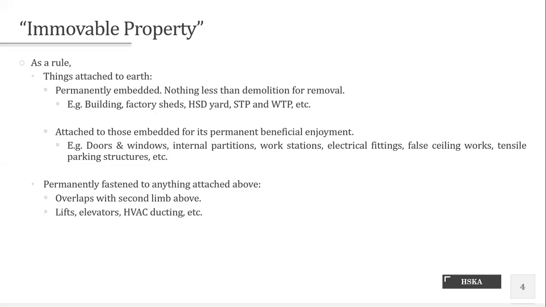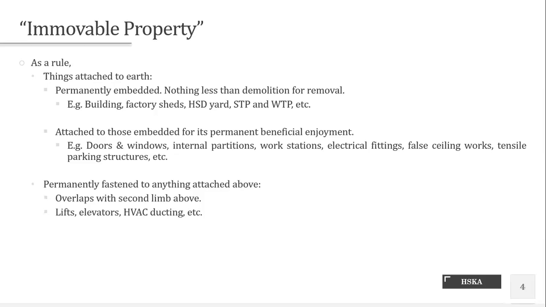Now the second leg is what is attached to those embedded things for their permanent beneficial enjoyment. For example, I have a door and window. With the help of this door and window, I am able to enjoy the building to which it is attached. I can increase the ventilation, restrict the ventilation, do whatever I want with the doors and windows. So is the case with my internal partitions. I have temporarily movable partitions, but they are attached to the walls and floors for my beneficial enjoyment of the space confined within those four walls.